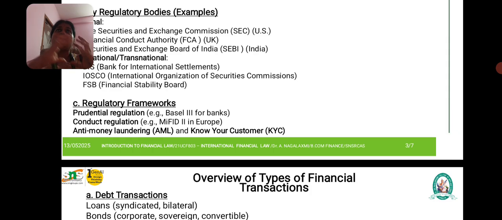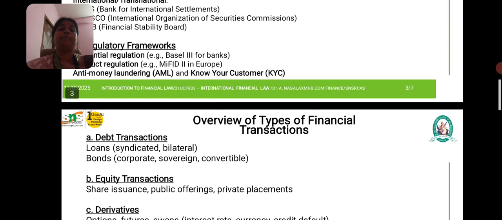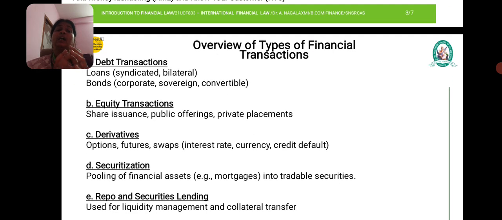Now we can see the framework of the regulatory body. It contains prudential regulations, conduct regulations, anti-money laundering, and know your customer. These four important things are given more importance and have been framed in the regulation. Now we are going to see the overview of types of financial transactions.